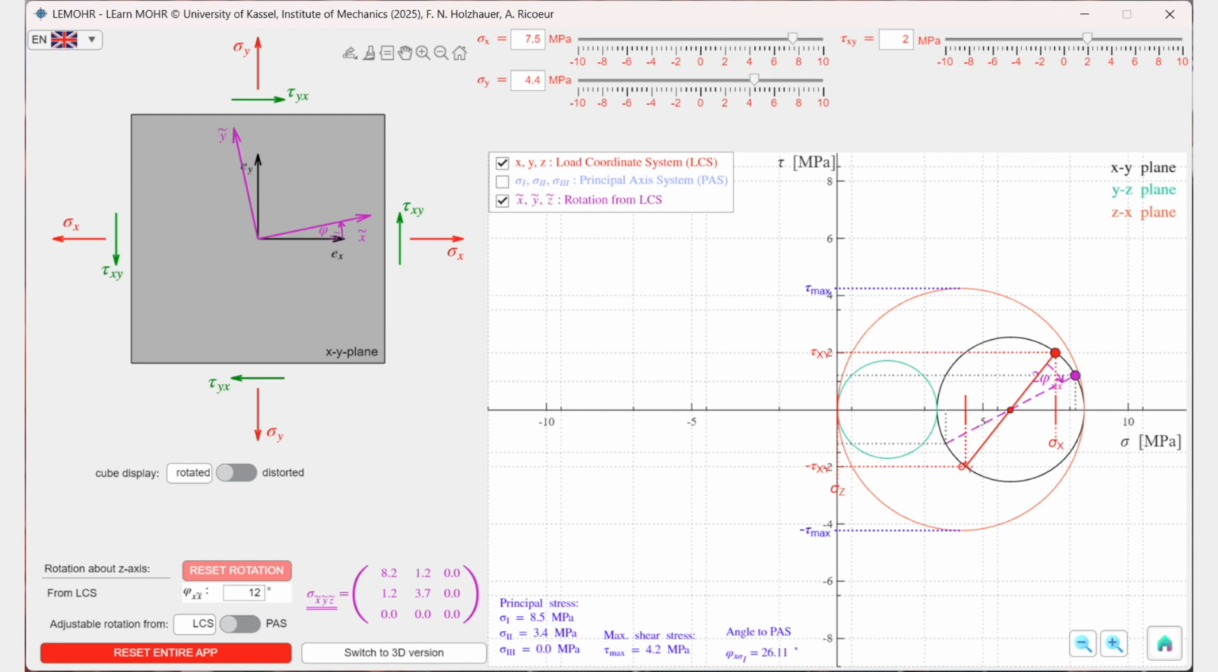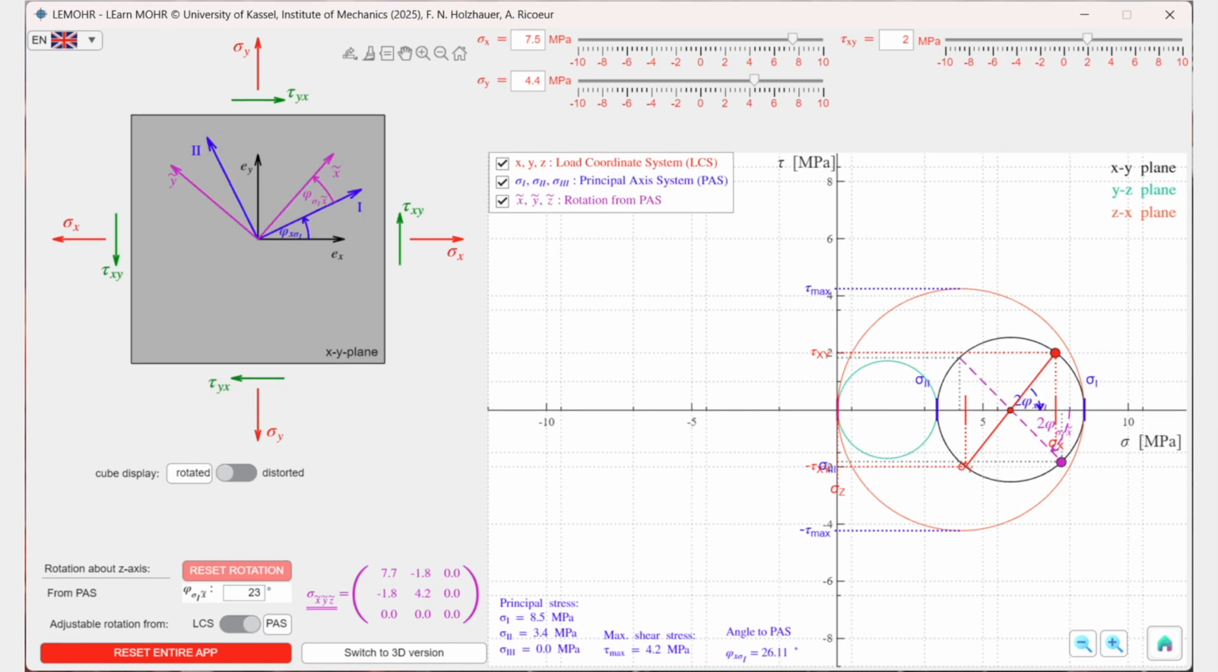The key takeaway is this rotation is represented by a movement along the circle's perimeter. A rotation by phi x tilde therefore corresponds in Mohr circles to a rotation along the circle by 2 phi x tilde in the opposite direction. The normal stress component sigma x then becomes sigma x tilde. Likewise, the shear stress component tau xy becomes tau x tilde y tilde, and the same applies to sigma y.